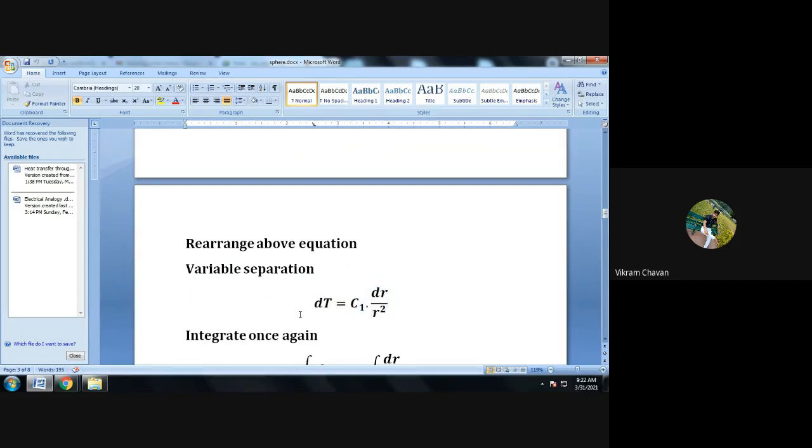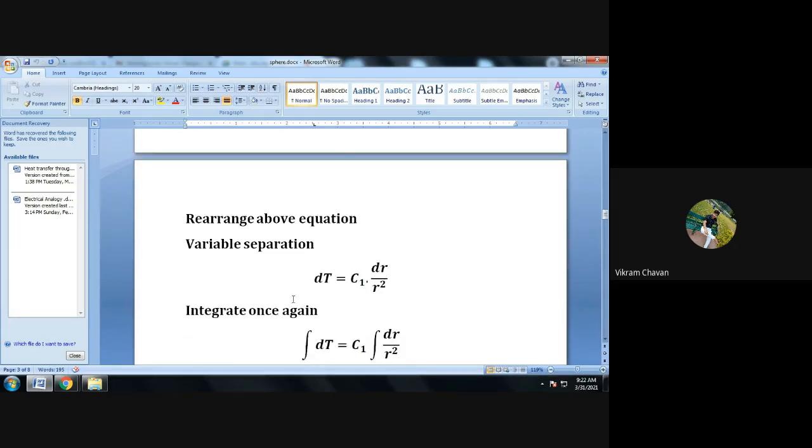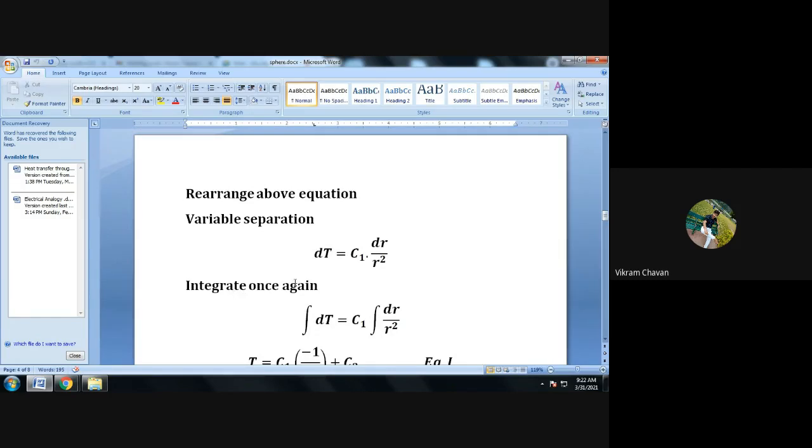Now further, once again we have to integrate. To remove the differential term, we have to integrate once again. Now integration of dt is equal to c1 integration of dr divided by r square. We have taken the c1 out of the integration because c1 is the constant. Okay, c1 is the constant, so we can't integrate this particular c1. So for that reason we have taken it out of the integration.